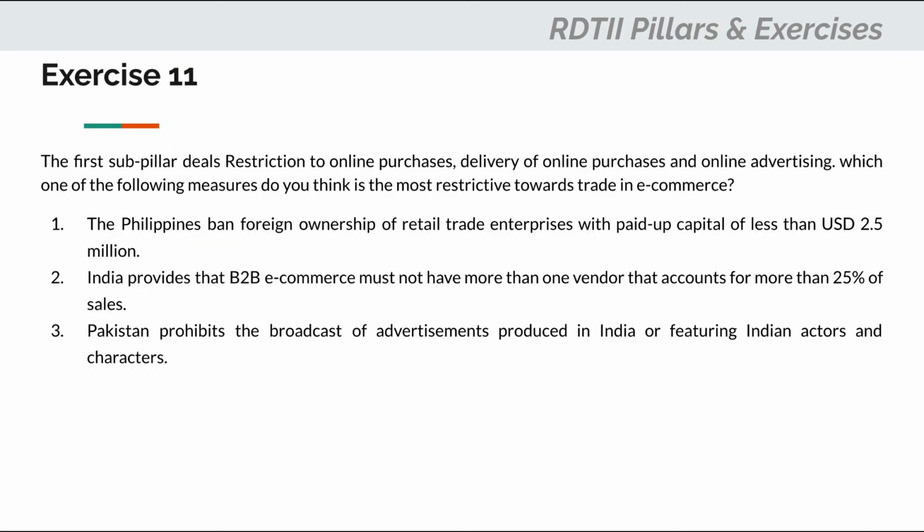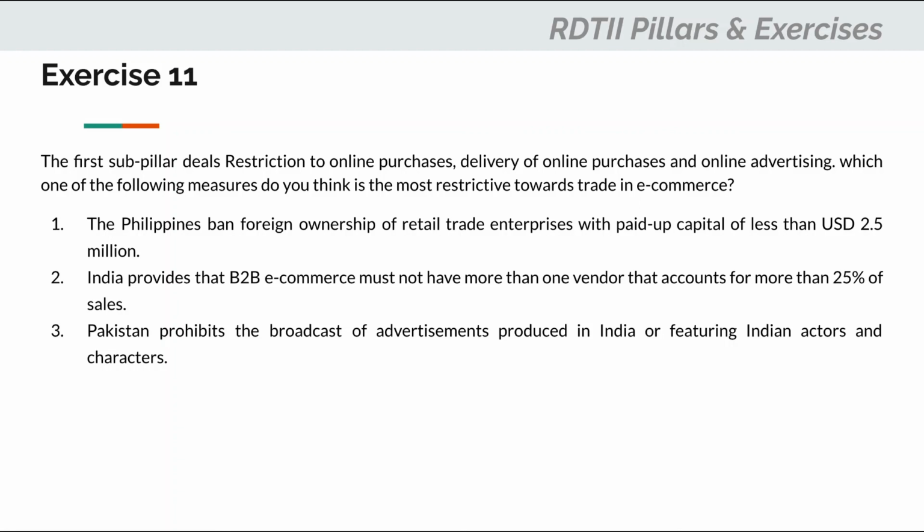Exercise for the 11th pillar. The first subpillar deals with restrictions on online purchases, delivery of online purchases, and online advertising. Which one of the following measures do you think is the most restrictive towards trade in e-commerce?